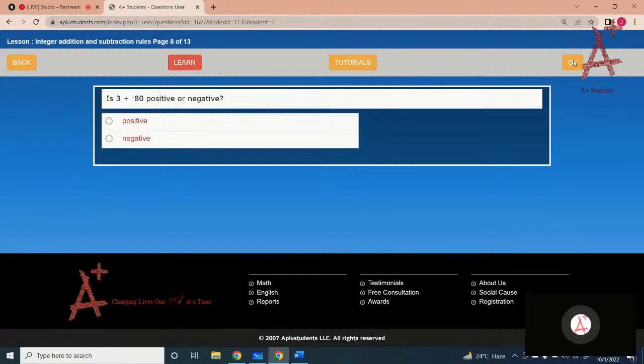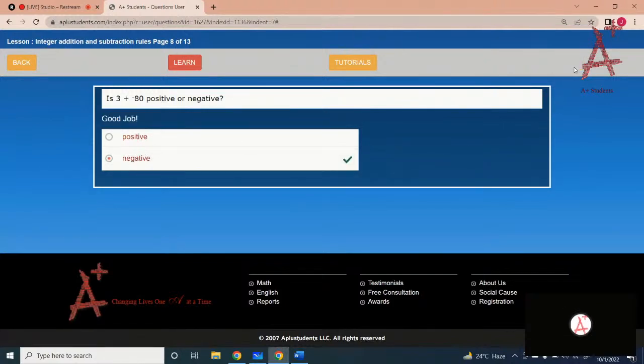Okay, is 3 plus negative 80 positive or negative? Yes, it is negative because 80 is greater in magnitude and 80 has a negative sign. So the answer must be negative.